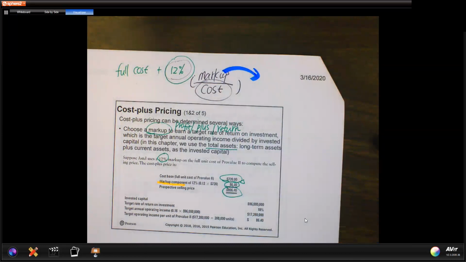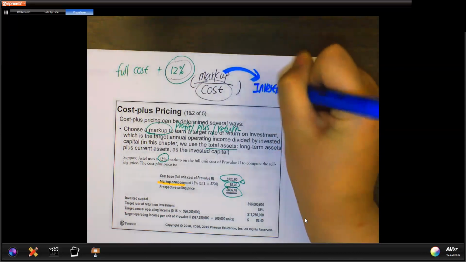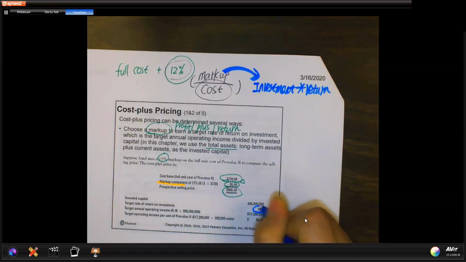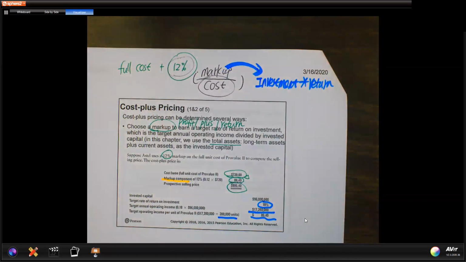Your markup is decided by your return, by your investment return. What's the meaning? You invested 96 million at the beginning of the year, and you want the return of your investment to be 18%. So you invested 96 million, you want to get 18% as your return. So your return has to be 17 million 280,000. And then in total you have 200,000 units. So for each one, the markup, the return, the plus, the profit has to be $86.4.